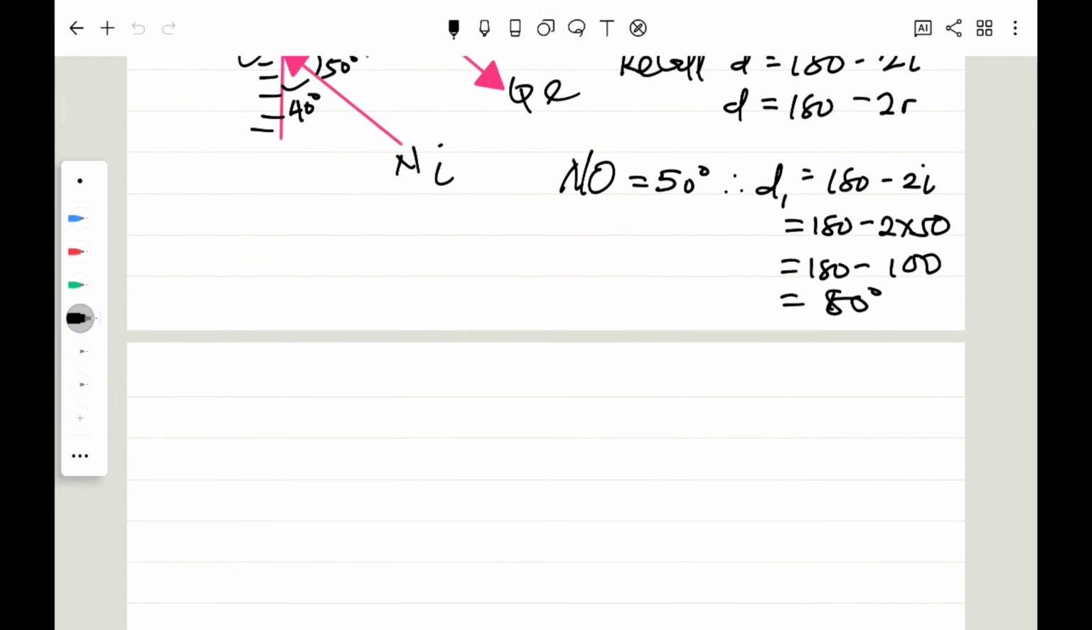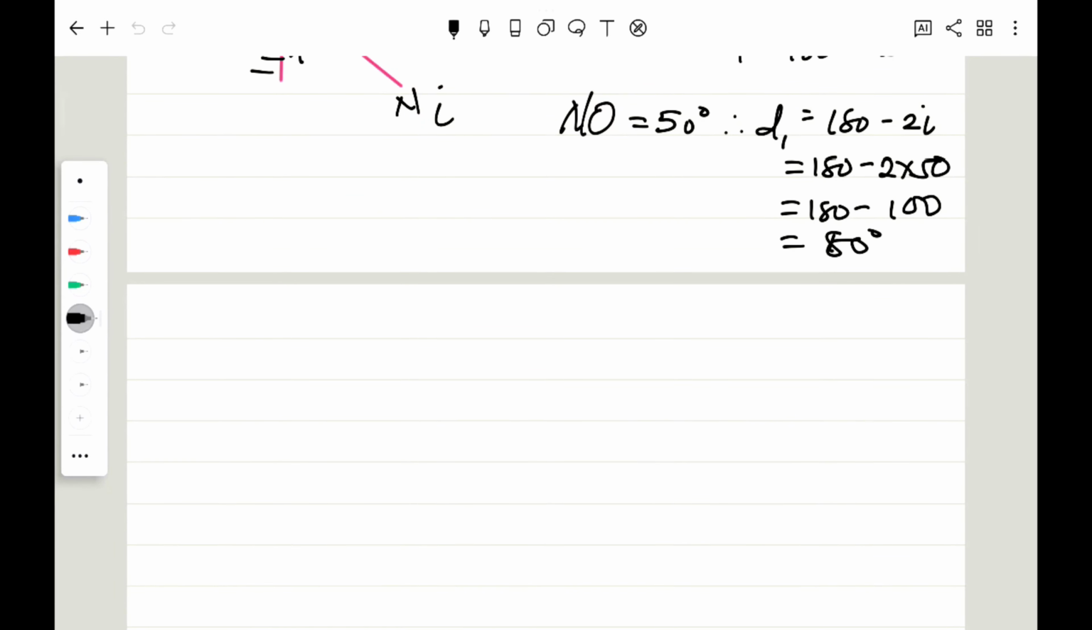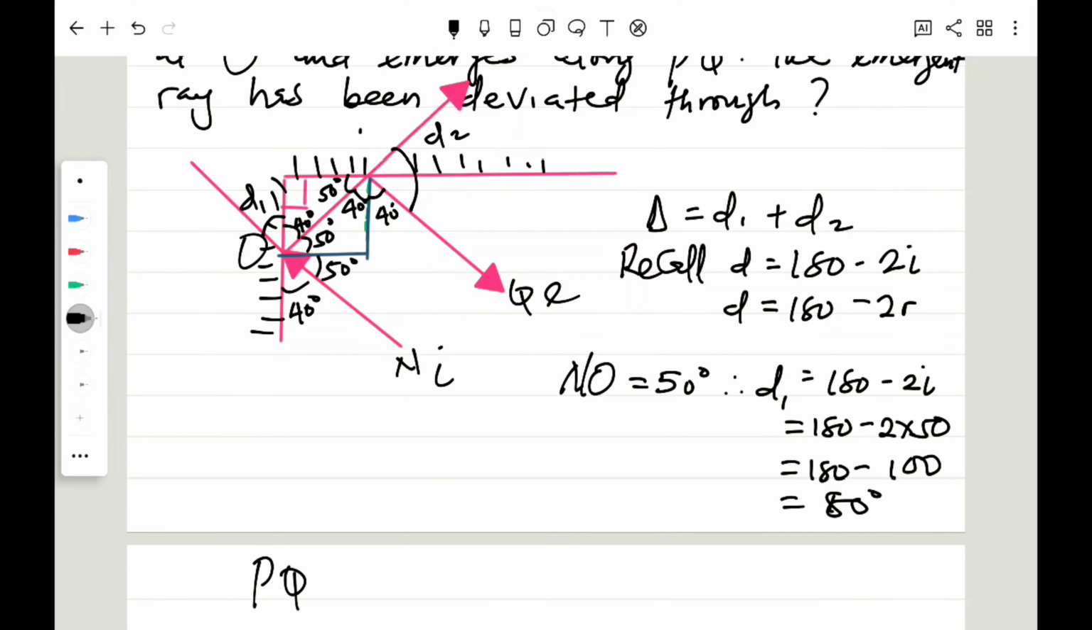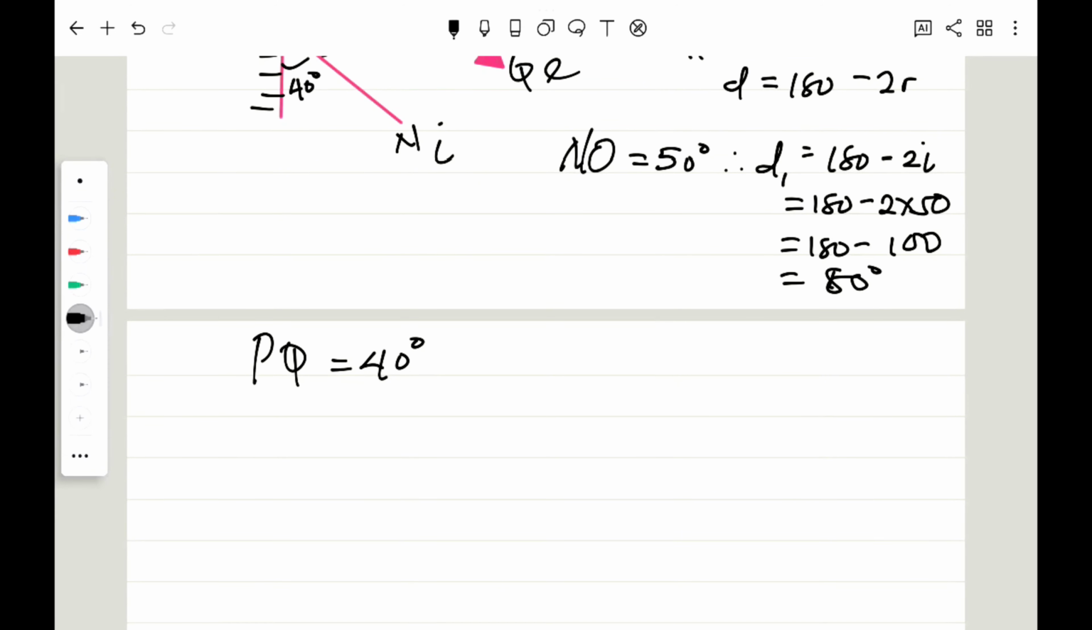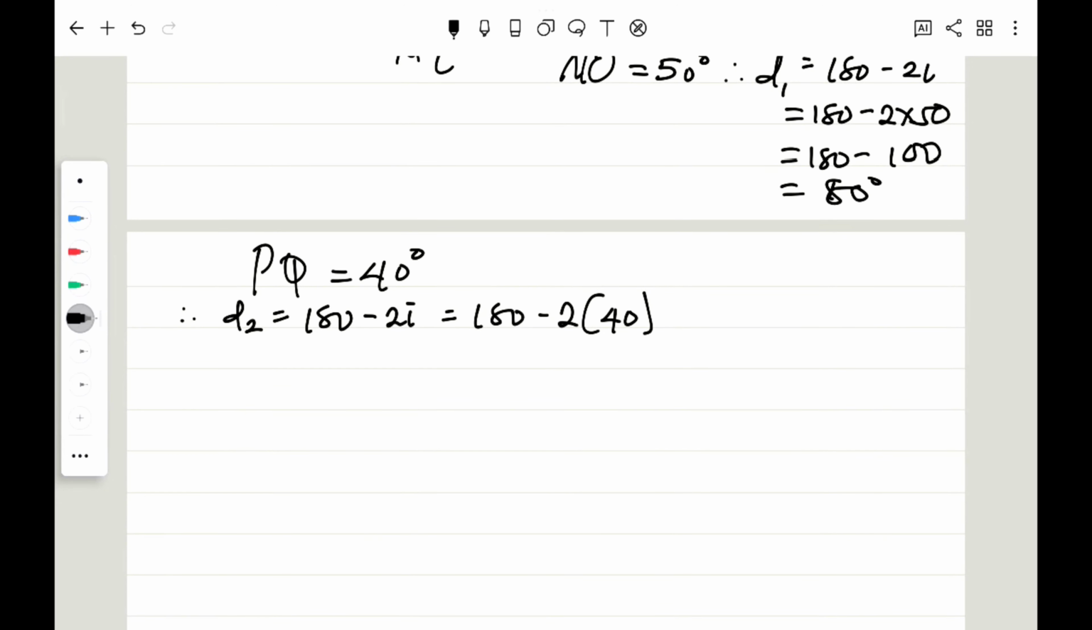So we'll do the same thing for D2 now. Exactly. Considering our normal PQ, if we say that the ray of light is P and Q, then our angle is 40 degrees. So that D2 is equal to 180 minus 2I is equal to 180 minus 2 multiplied by 40. So that 180 minus 80, so that our D2 will give us 100 degrees.